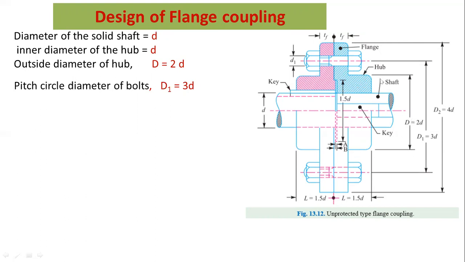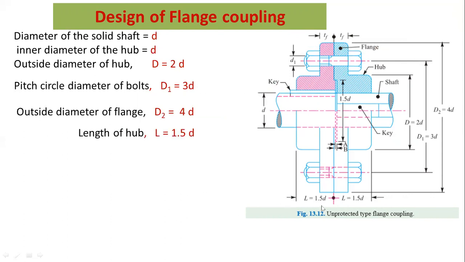Here D1 equal to 3d is the pitch circle diameter of the bolt, and D2 equal to 4d is the outside diameter of the flange. L equal to 1.5d is the width or length of the hub. tF is the thickness of the flange. D1 or dB is the diameter of the bolt.